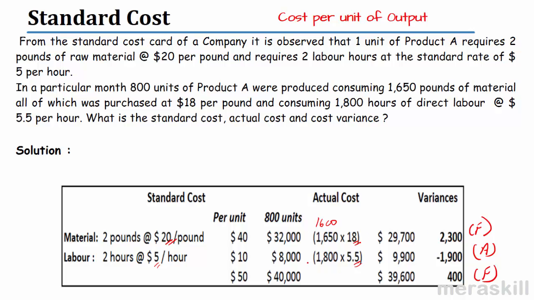As far as the hours are concerned, it was supposed to be 2 hours per unit. Again, 1600 hours was enough, but then we took 1800 hours. That also added to the unfavorable balance. The rate was more, as also the hours taken was more. Do you understand, students?